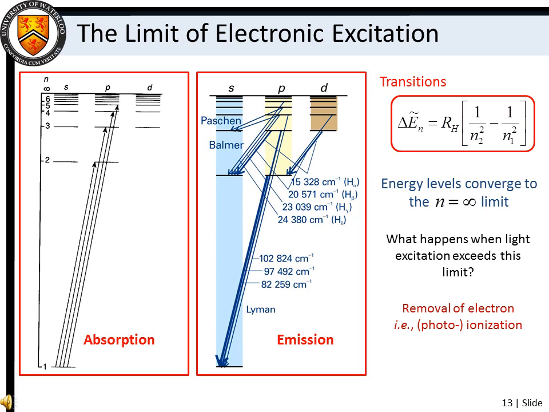If we surpass this limit via excitation with light, the resulting photoionization process causes ejection of an electron from our atom or molecule. The process of photoionization is commonly used for spectroscopy, and it will be discussed in more detail in Masterclass 12.